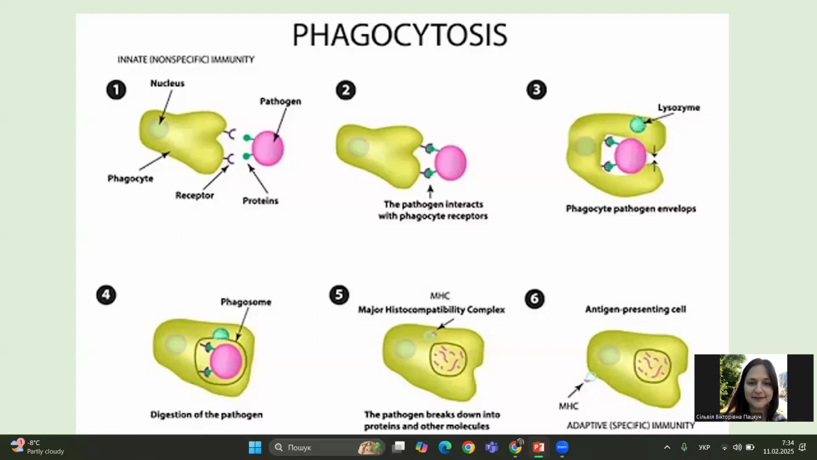So, phagocytosis stages: it is a process of innate non-specific immunity. Meeting with the pathogen, interaction with receptors, then the phagocyte envelops the pathogen, digestion of the pathogen. So here we have formation of the phagosome, formation of the phagolysosome, and after that the pathogen breaks down into proteins and other molecules, and then the antigen will be presented on the major histocompatibility complex and interact with the specific immune cells, which will provide the response.